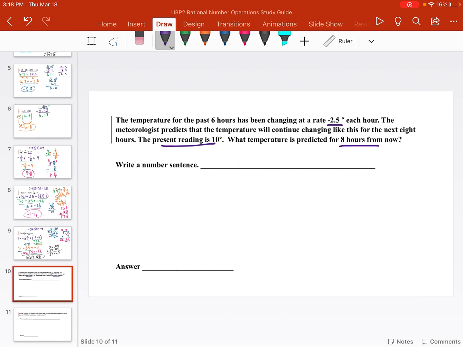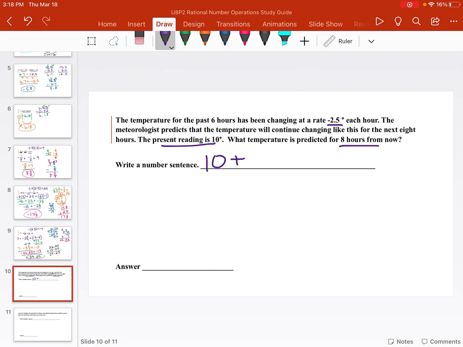Okay, so when we're writing our number sentences, it's always nice to start at where the numbers are kind of starting. So here it says the temperature right now is 10 degrees. So I'm going to start with 10. And then what's happening to that? I'm adding temperature on, either up or down. So I'm adding 10 degrees plus, however the temperature is changing.